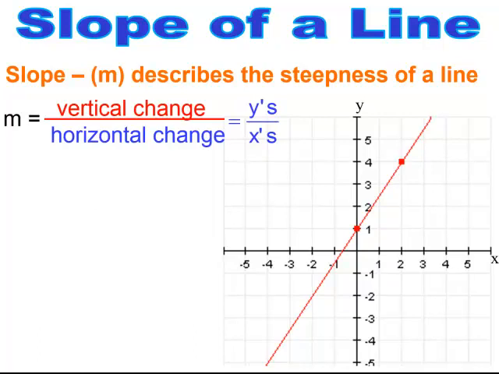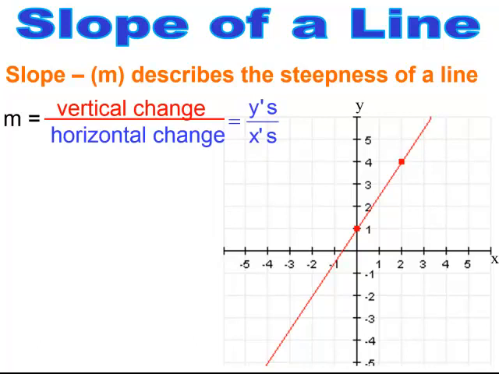Slope describes the steepness of a line. The symbol for slope is a lowercase m. So mathematically, we'll be using m to represent slope. When we're looking for the slope of the line, from one point to the next point, we'll be looking for the vertical change, or our y values, over the horizontal change, or our x values.